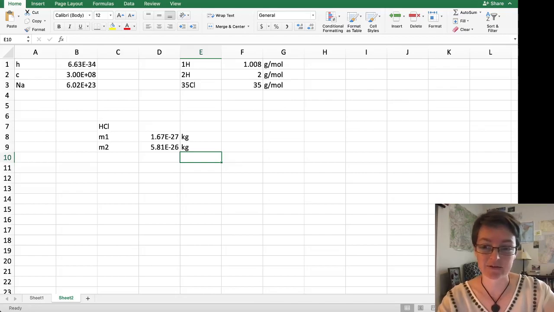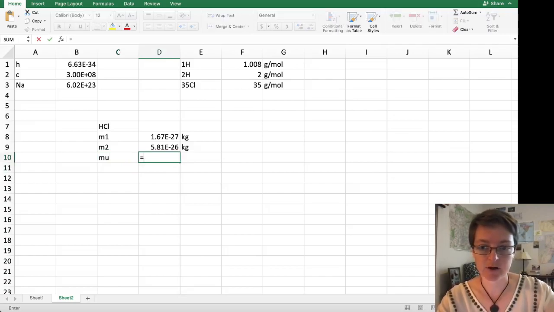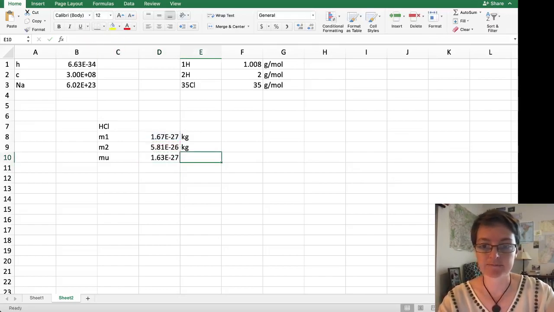negative 26 kilograms. That means that mu, as always, is going to be the product of these two masses divided by the sum of the two masses. And that will give us, once I type this into Excel correctly, our reduced mass for HCl.